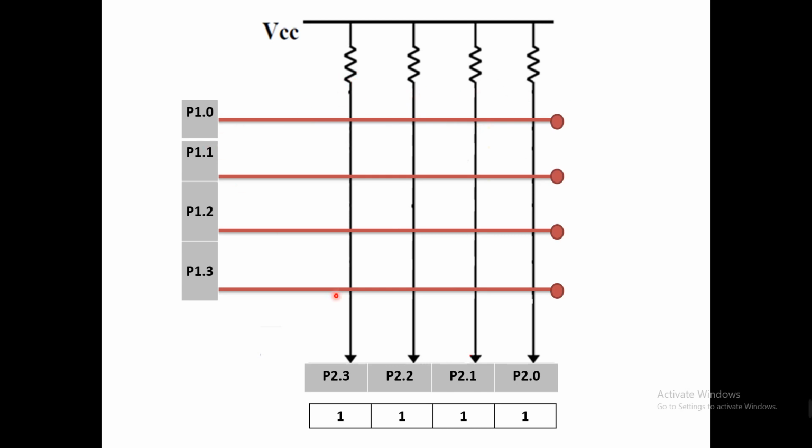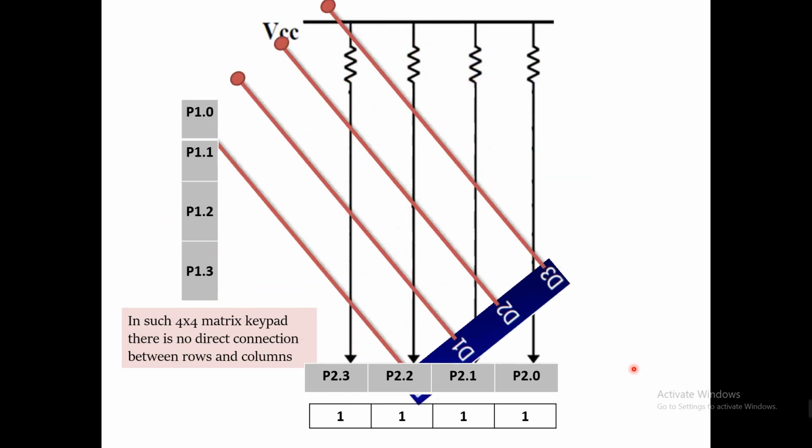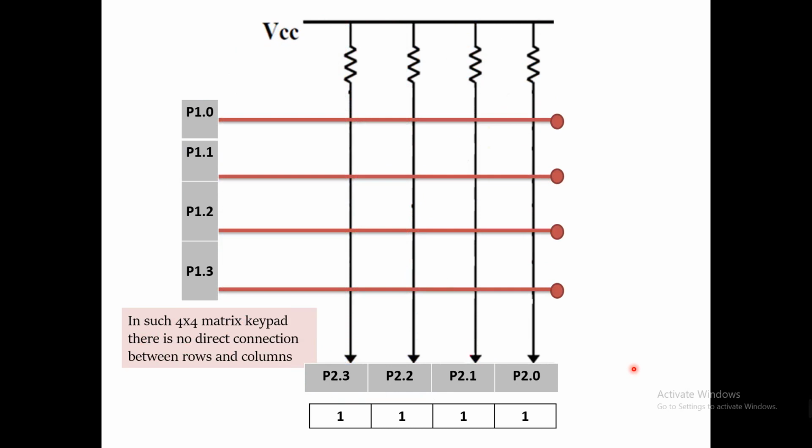I can show you why these are independent. You can see it now. So in such a 4 by 4 matrix, what are the junctions here? One junction, two junction, three junction, four junction. Okay. So in such a 4 by 4 matrix keypad, there is no direct connection between rows and columns. Remember, these rows have no connection with the columns. How can I demonstrate it? Please see it. So you have seen it again one more time.